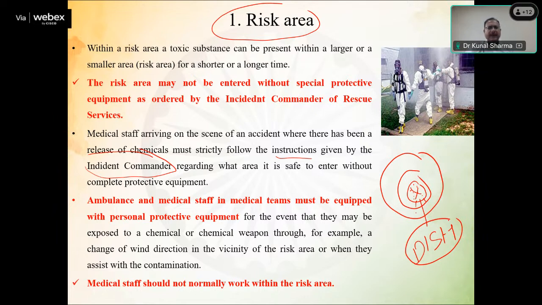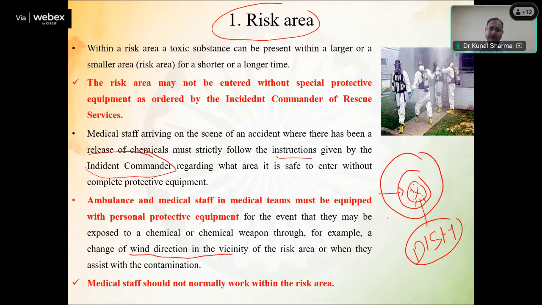Ambulance and medical staff and medical teams must be equipped with proper PPE in the event that they may be exposed to the chemical or chemical weapon, for example through a change of wind direction in the vicinity of the area, or when they assess the contamination. So it is very much required that changes in wind direction are also taken care of, depending on the risk area.